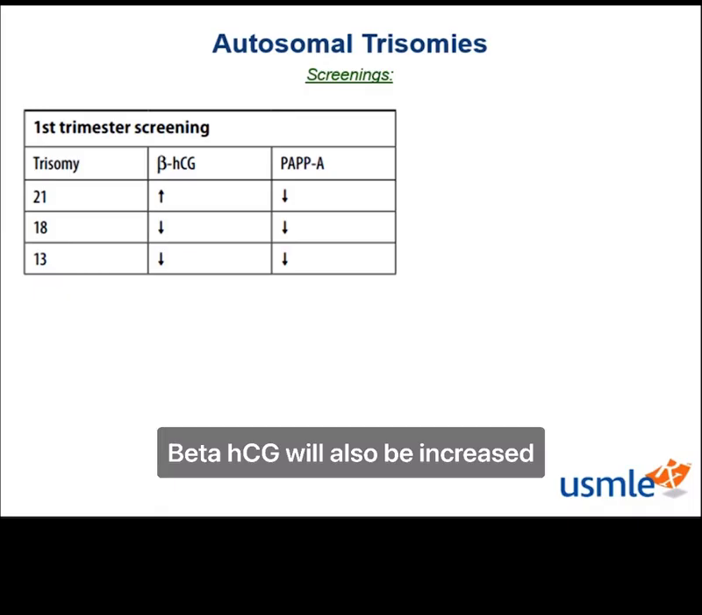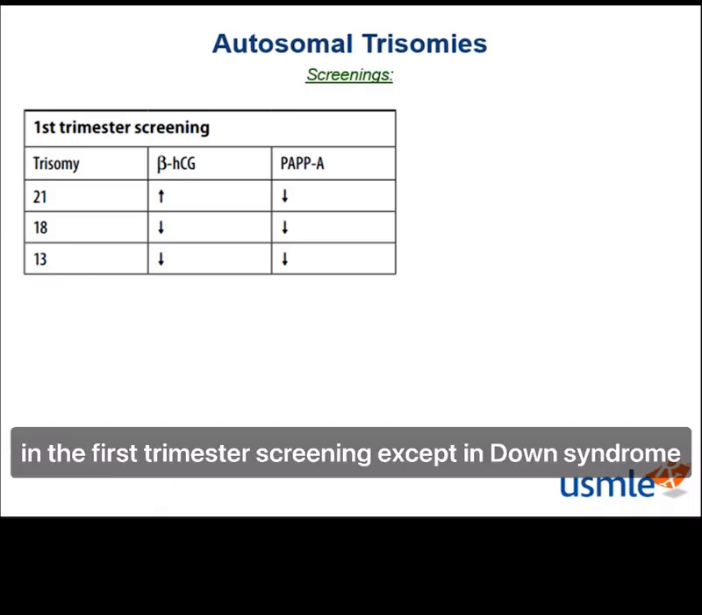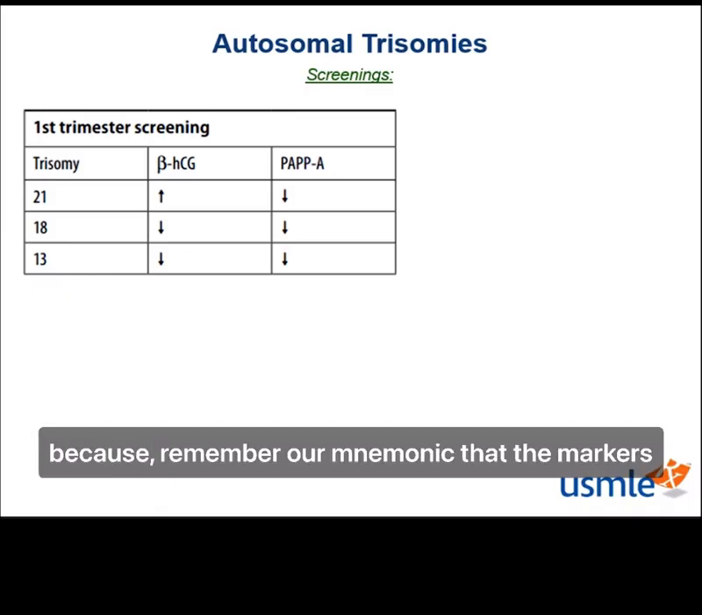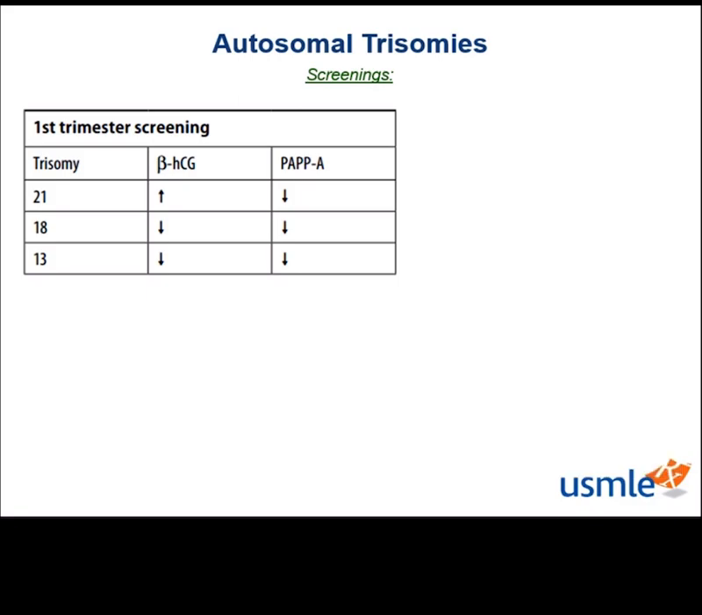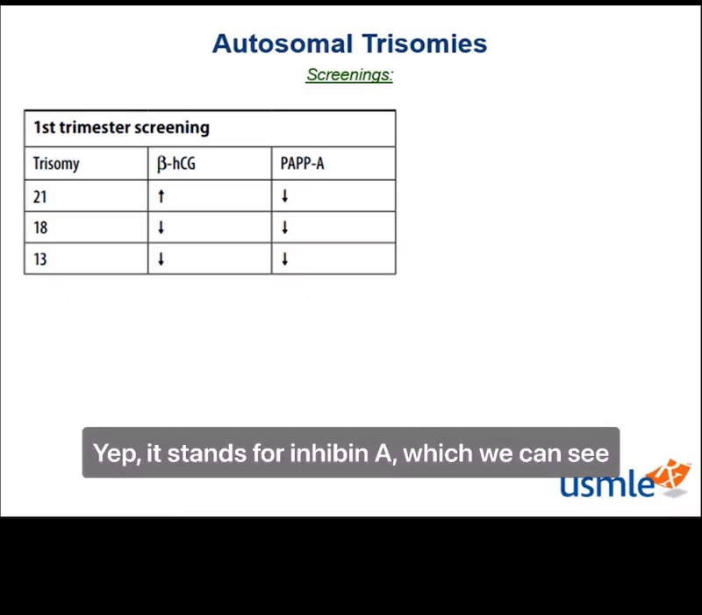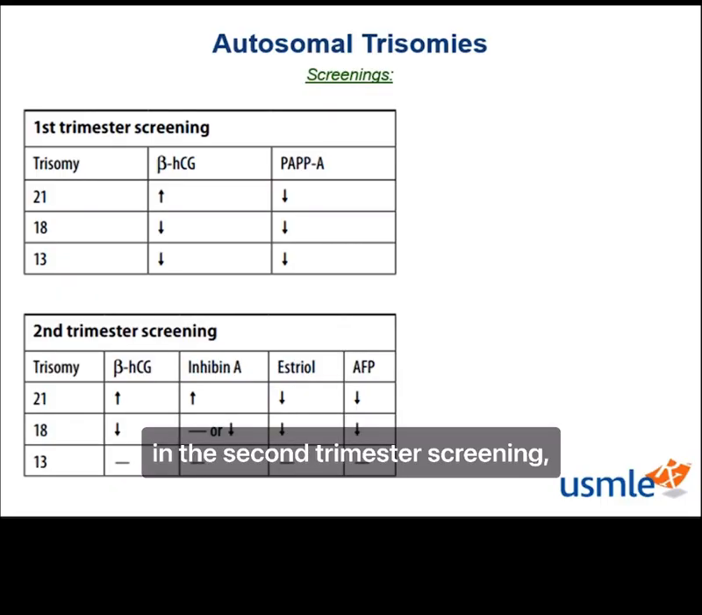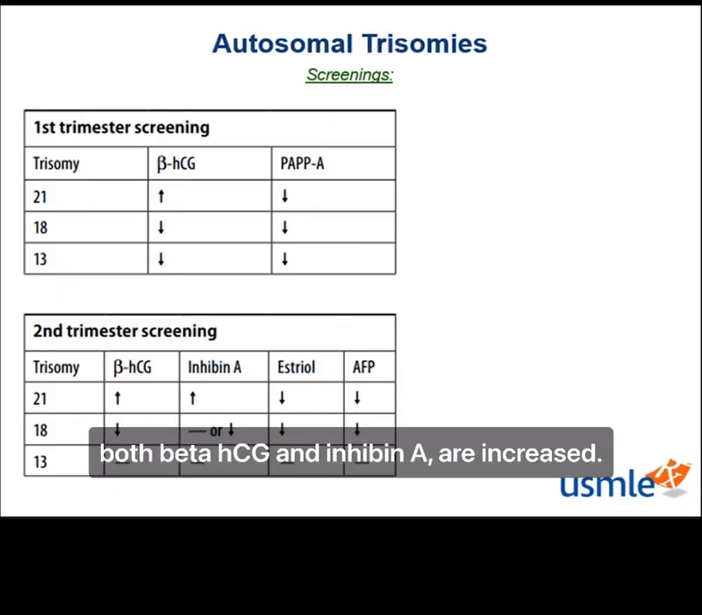Beta-HCG will also be decreased in the first trimester screening, except in Down syndrome, because remember our mnemonic that the markers for Down are high, or increased. And H in HI stands for HCG, and I stands for what again? Yep, it stands for inhibin A, which we can see in the second trimester screening. Both beta-HCG and inhibin A are increased.